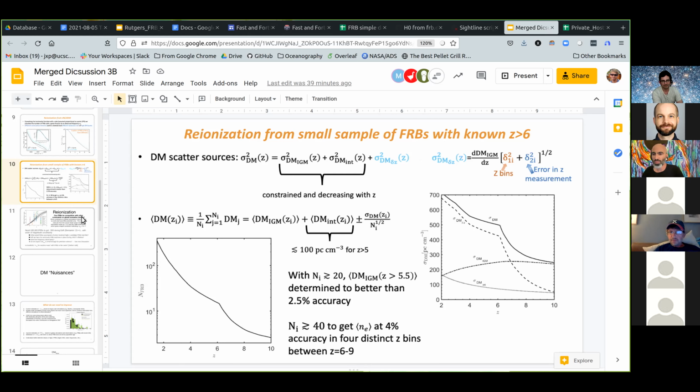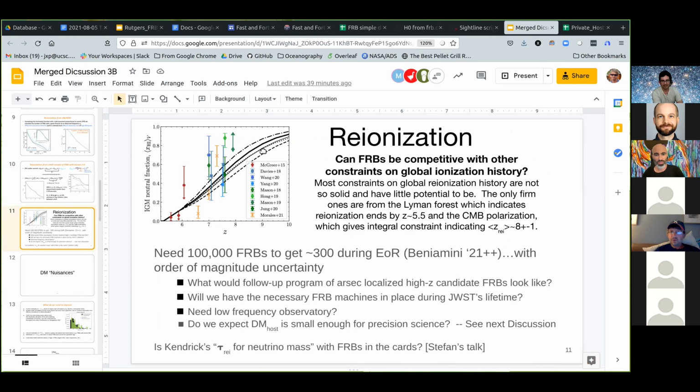I don't know if anyone wants to comment at this point, or actually, let me, we should move on. Matt, speak to his slide on reionization to close out that topic, and then reopen to a broader discussion. Yeah, I'll just be really quick here.